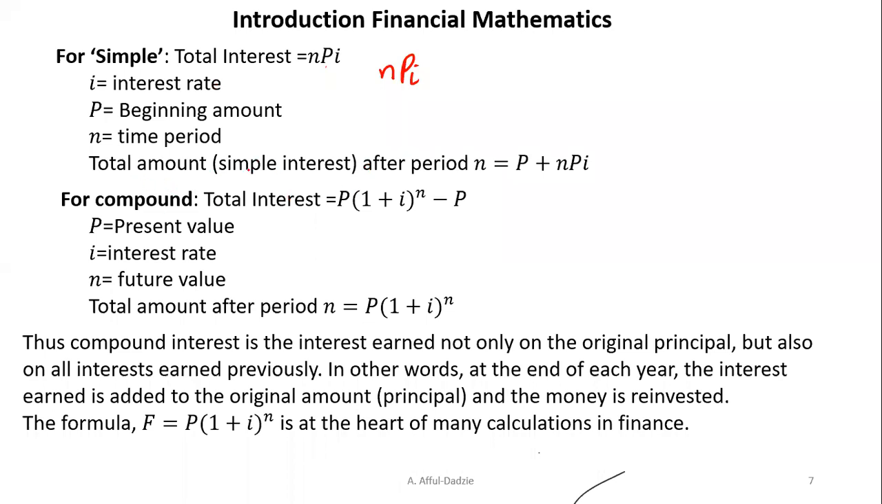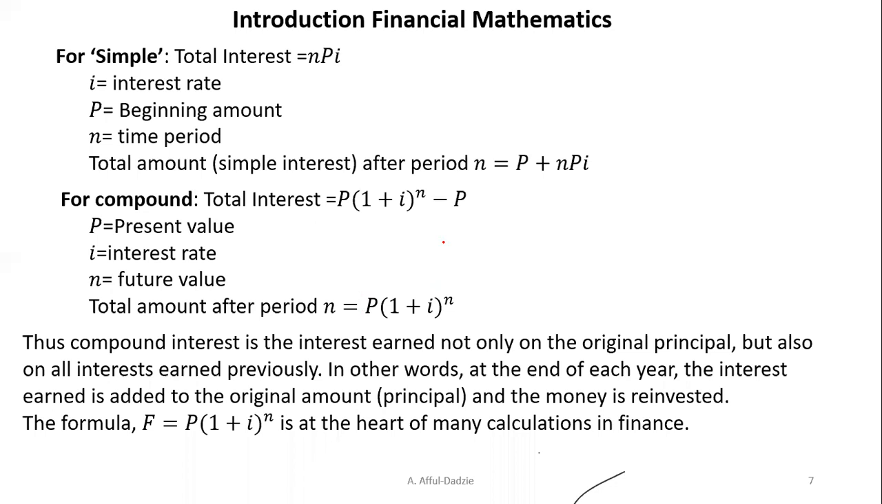So the total amount for simple interest will be the original, initial amount plus the entire interest component. And for compound interest, this gives us the whole interest component on the compounded amount minus the initial amount you kept in there. So for the total amount for the period N, we will have this expression here.